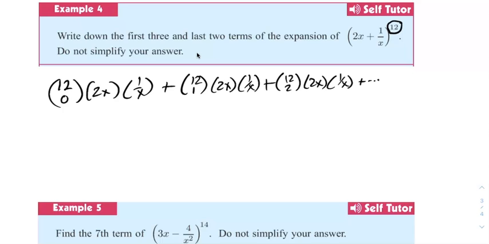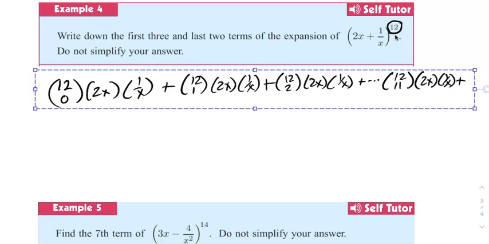And they want the last 2 terms. So my last 2 terms will be 11 and 12. So 12, 11. And 12, 12. Again, I'm running out of space. I'm very bad at figuring out how much space I need.